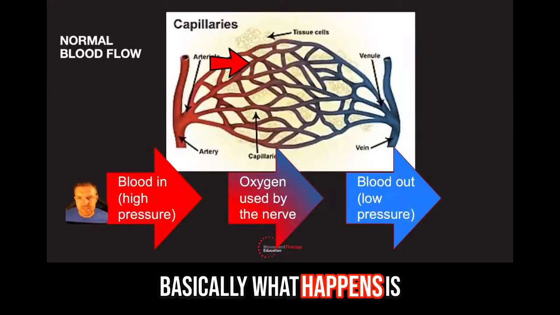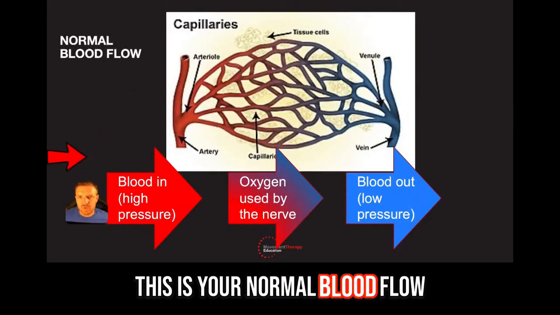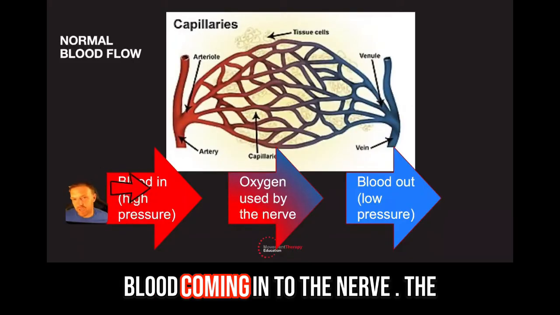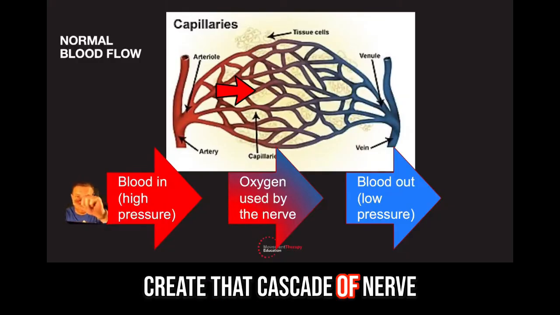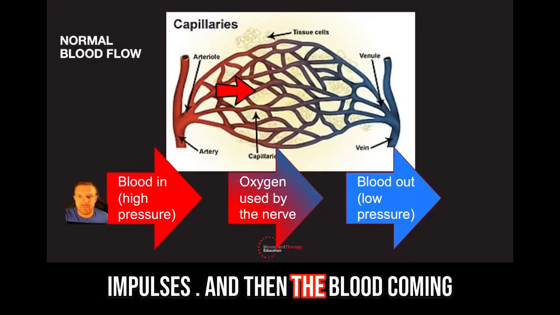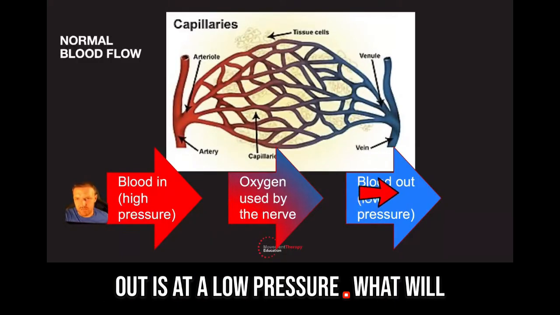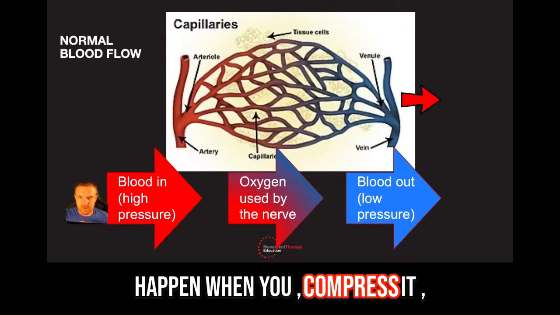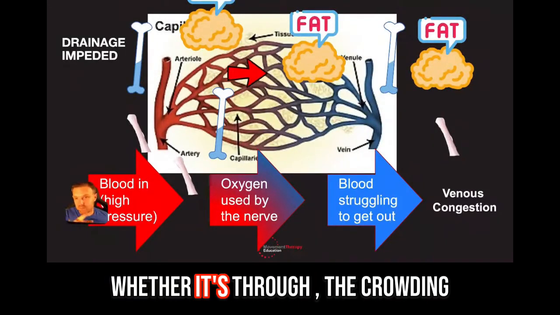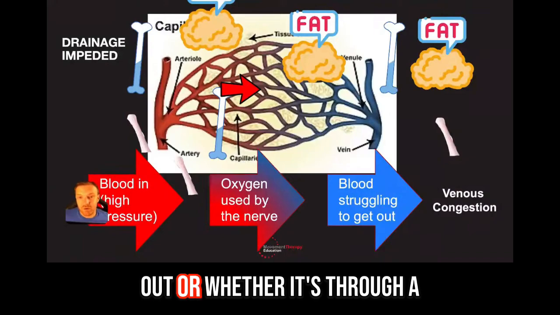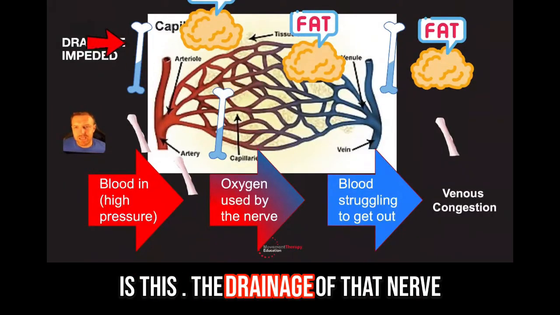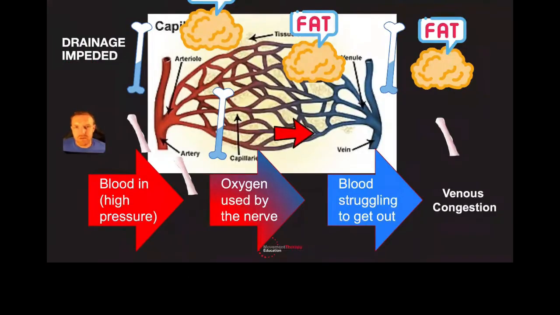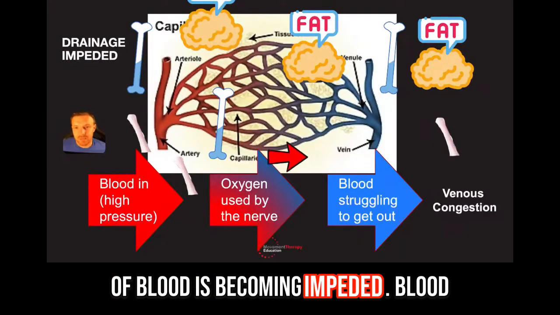Basically what happens is, this is your normal blood flow. The blood comes in to the nerve. The oxygen is then used by the nerve to create that cascade of nerve impulses. And then the blood coming out is at a low pressure. What will happen when you compress it, whether through crowding out or through a mechanical irritation, is this: the drainage of blood from that nerve becomes impeded.